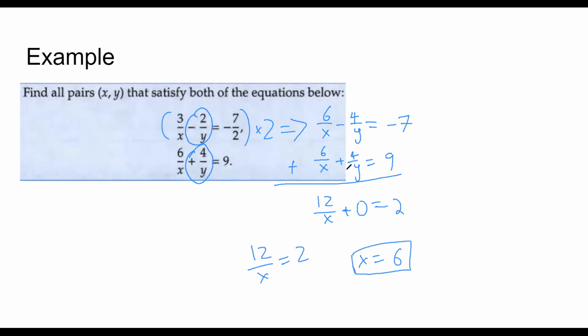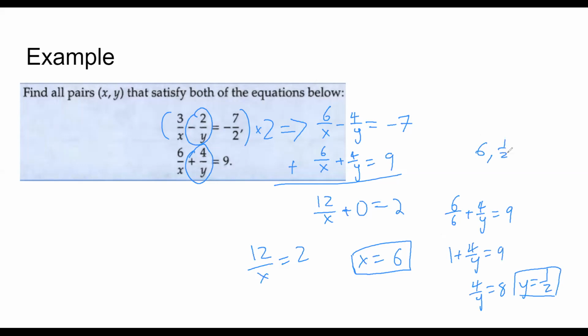So and then from here, you plug it back into one of these equations to solve for y. So let's just use the second equation. We have 6 over 6 plus 4 over y equals 9. 1 plus 4 over y equals 9. 4 over y equals 8. y equals 1/2. So then our answer would be 6, 1/2.